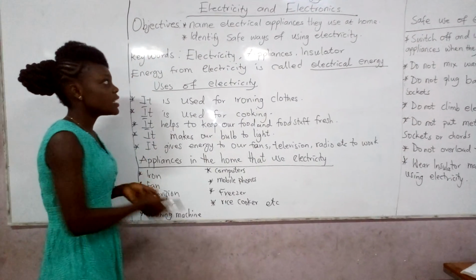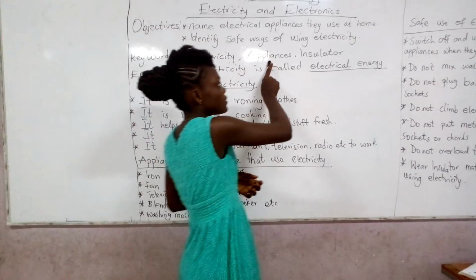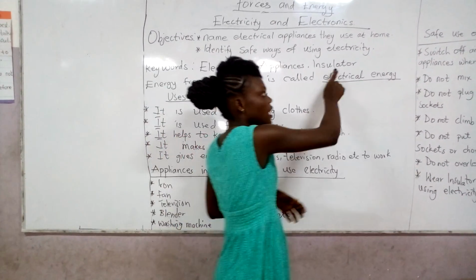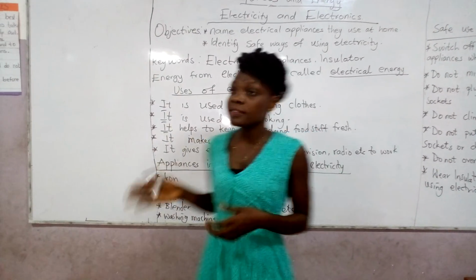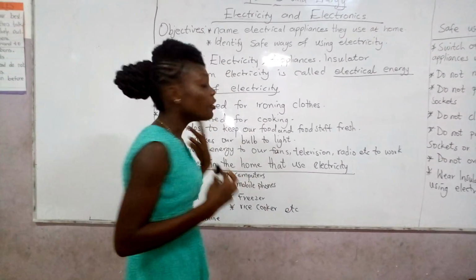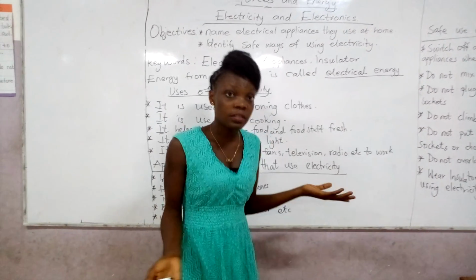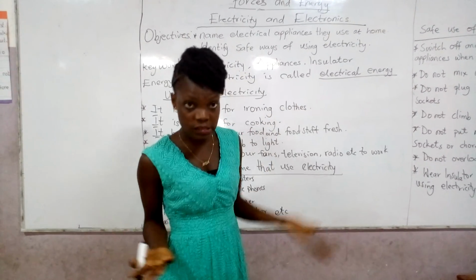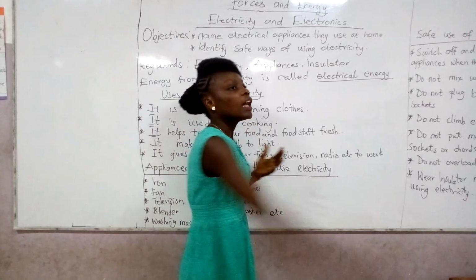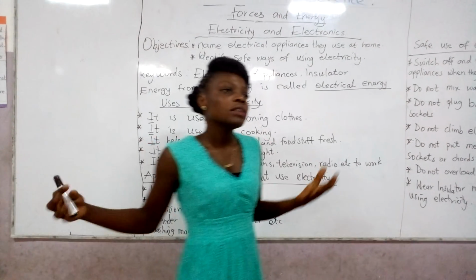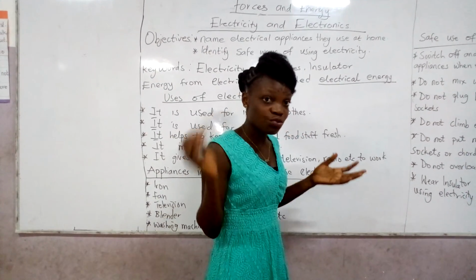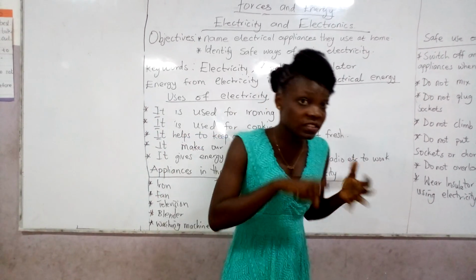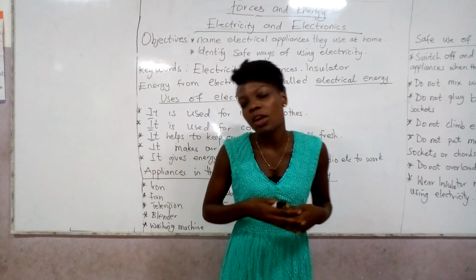Now our key words for today are electricity, appliances, insulator. Electricity is a form of energy that gets its power from power stations or generators, and appliances are items that use electricity. Insulators are materials that electricity cannot pass through, like plastic or wood.